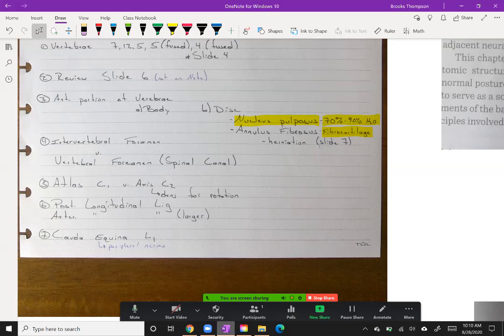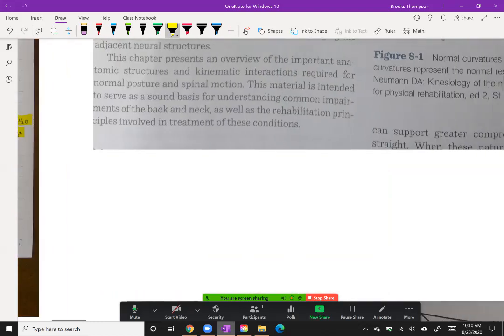Then another huge spot we need to look at is the intervertebral foramen. So the vertebral foramen is where the spinal cord goes through, but the intervertebral foramen is where the spinal nerve roots go out of. And then I'll show you some pictures there, but we talked about the atlas and the axis. We talked about the longitudinal and the cauda equina. So now let's go to that intervertebral foramen.